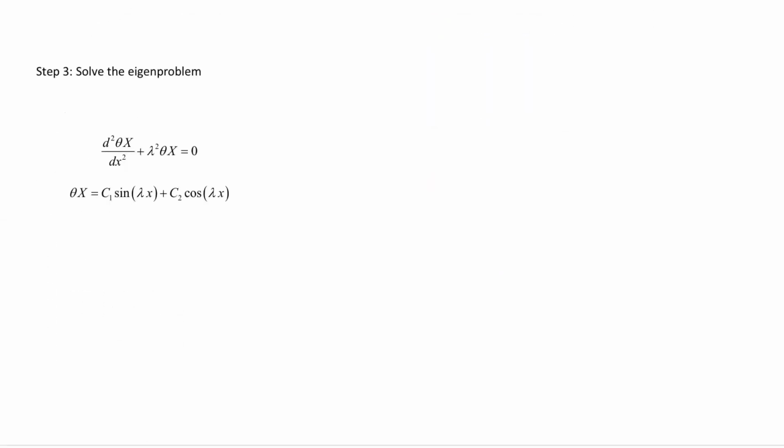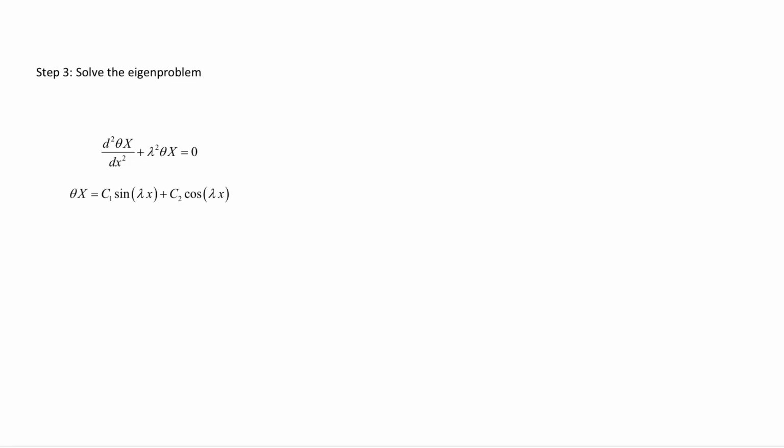All right, so then step 3, let's pick back up here and actually solve this eigenproblem. In the x direction, we have d squared theta x dx squared plus lambda squared theta x, to get our c1 sine plus c2 cosine, if that's the solution to that particular ODE. So now our task is to go through and start enforcing the boundary conditions to solve the eigenproblem.